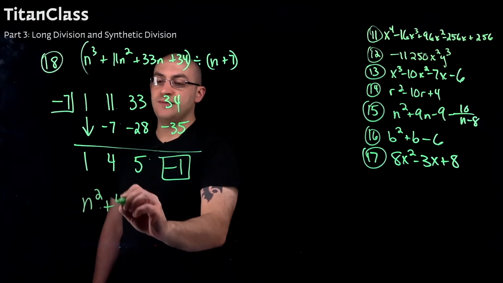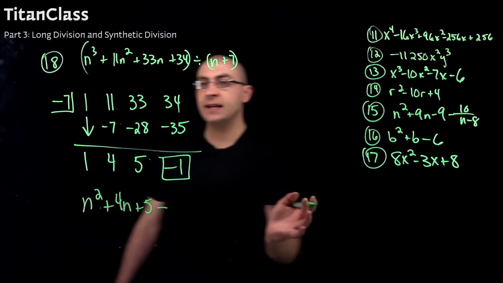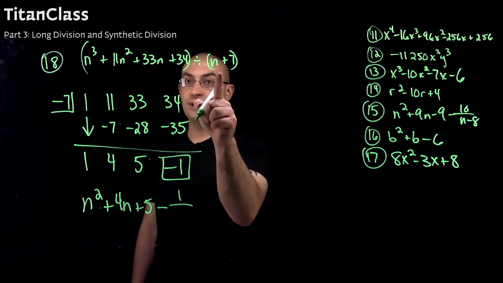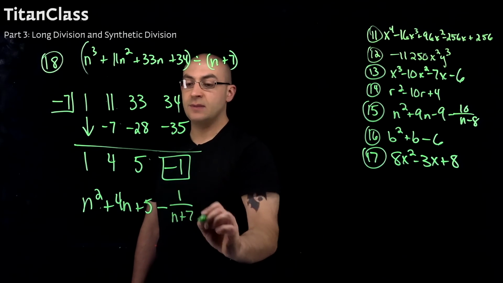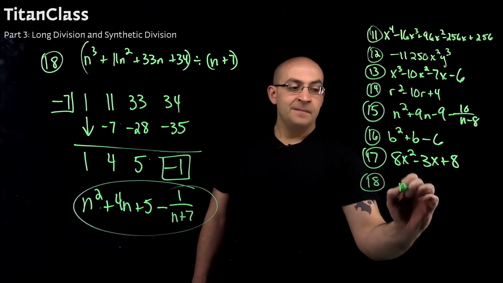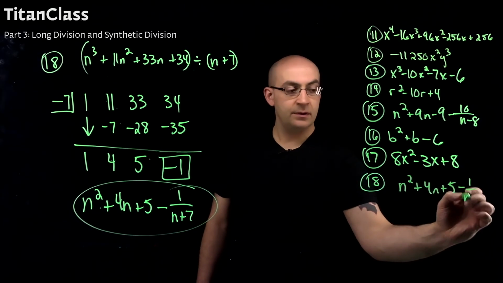N squared plus 4n plus 5 minus, just like in long division, whatever the remainder is goes in the top of a fraction, and the original divisor goes in the bottom. That's my final answer for number 18. N squared plus 4n plus 5 minus 1 over n plus 7.